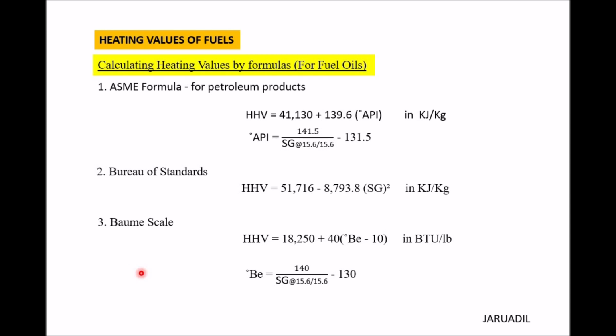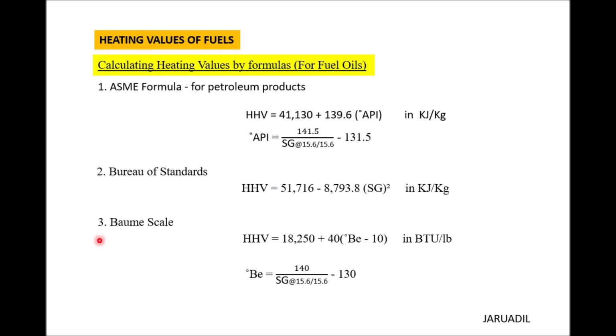Meron kasing student sa akin na nagtanong about this one kasi yung isang presentation ko ay we only tackle ASME formula for petroleum products, which is higher heating value is equal to 41,130 plus 139.6 degrees API in kilojoules per kilogram, where degrees API is defined by this equation. And the other method is by Bureau of Standards with a higher heating value equal to this term.